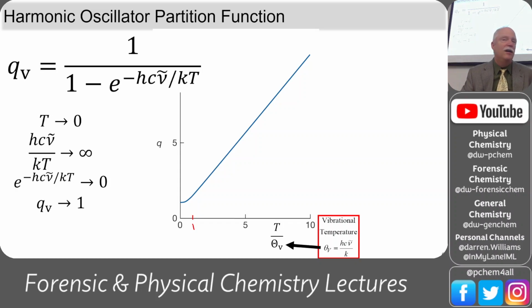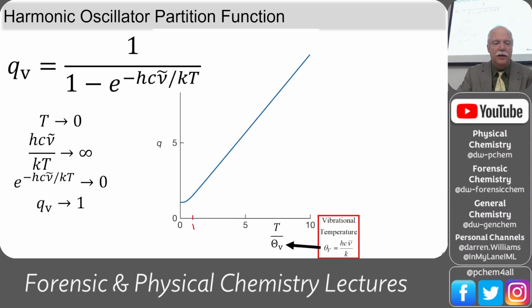If this was a written problem, I want you to break it into pieces like this and say, well, temperature goes to 0, then this fraction goes to infinity. This fraction goes to infinity, then e to the minus of that fraction goes to 0. And if that goes to 0, then we have 1 over 1, which is 1.